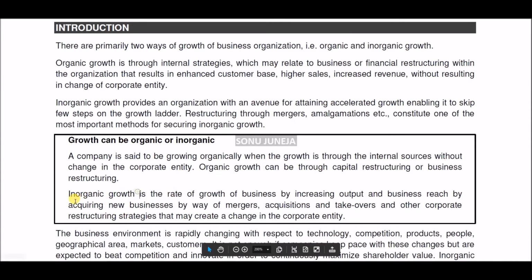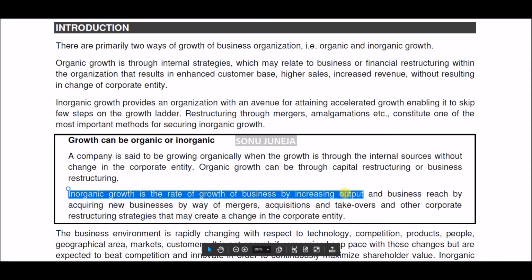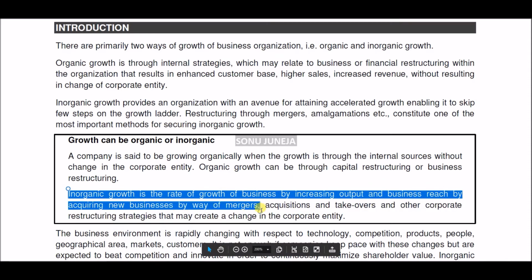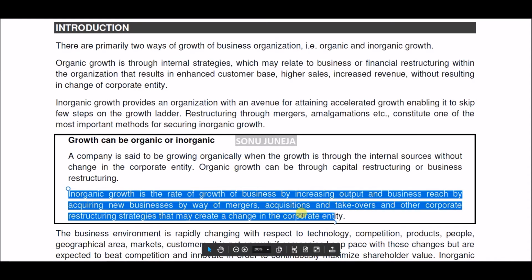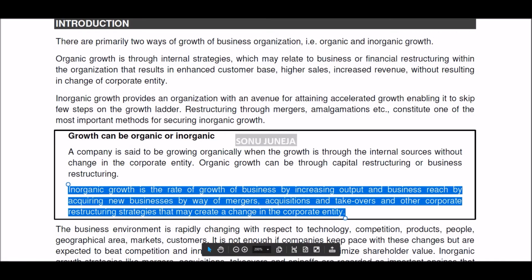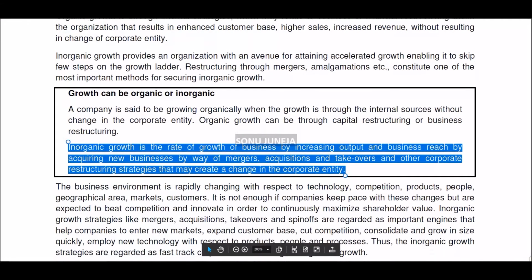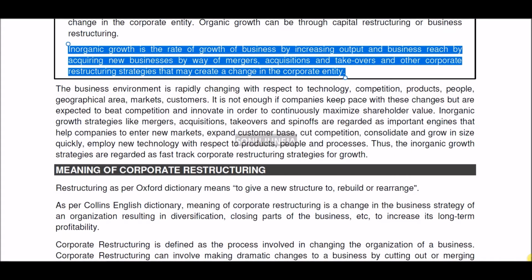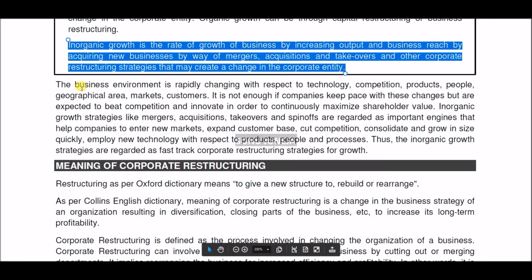The next is inorganic growth, which is the rate of growth of business by increasing output and business reach by acquiring new business by way of merger, acquisitions, takeover and other corporate restructuring strategies that may create a change in the corporate entity. So, as explained earlier, through mergers, acquisitions and takeover and other corporate restructuring strategies.